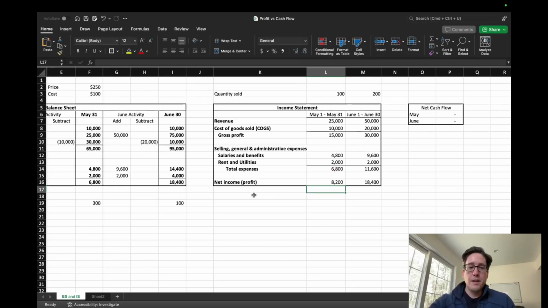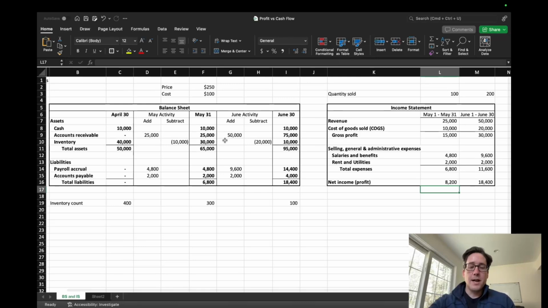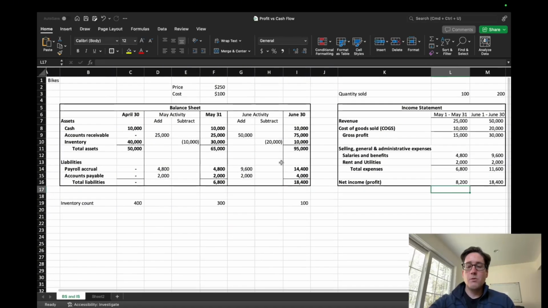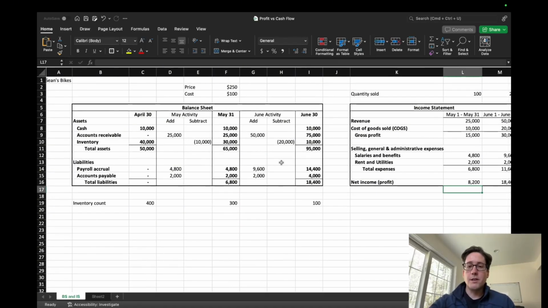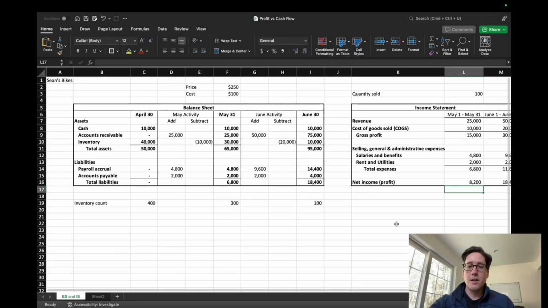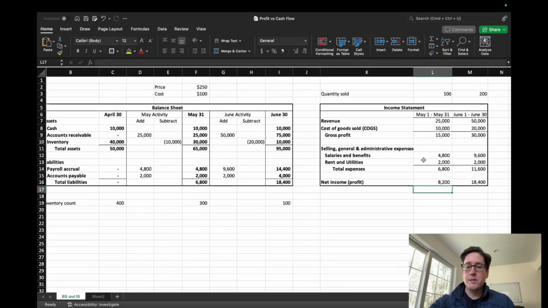Now, let's assume I didn't collect any cash from the customer in May. I just said, "Hey, you owe me. I'll invoice you." So none of my customers paid with cash, and I'm just going to invoice them. I didn't buy any more inventory. I already had enough. And then salaries and benefits.